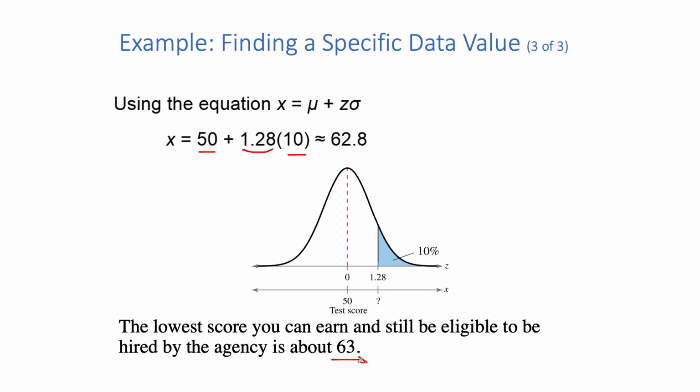So you need to get at least a score of 63 or more on this test to be hired for this position. This is a situation where we knew the area that we were after. So first we found the z-score, and once we found the z-score, we plug it back into this formula, and then we can find the x value which is associated with that z-score. We're basically reversing the entire process.